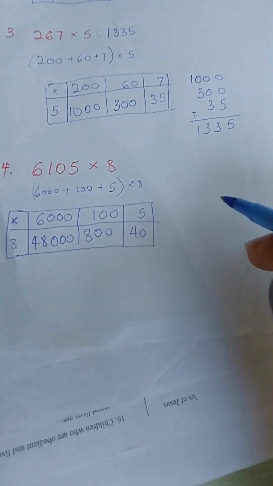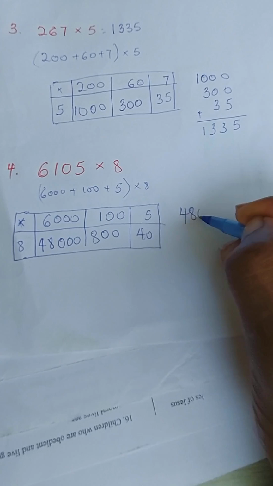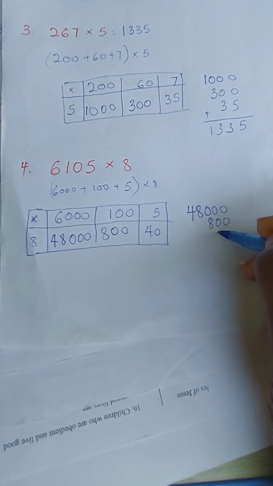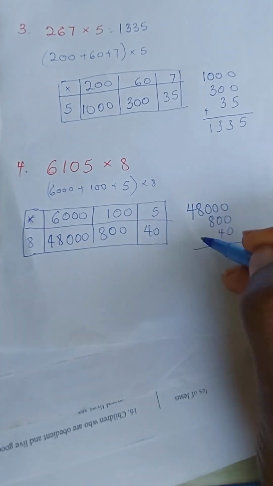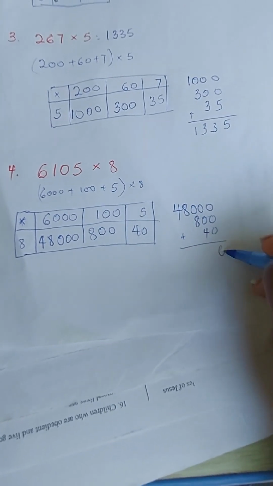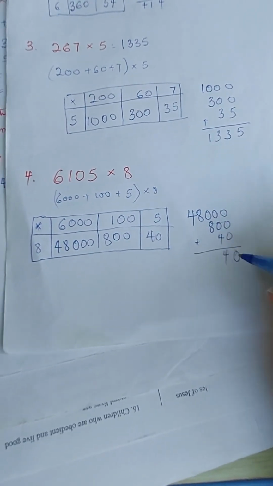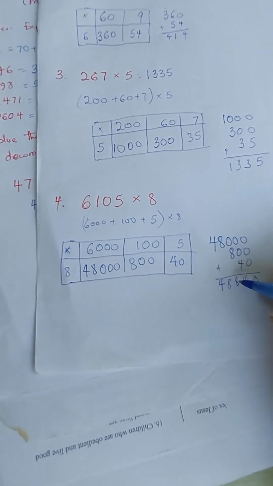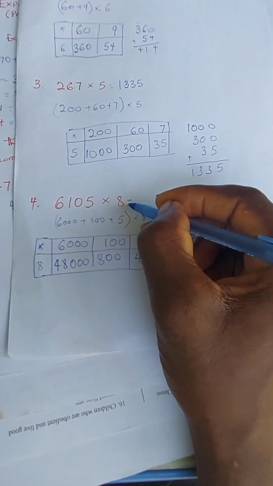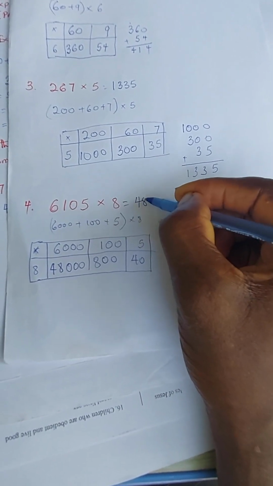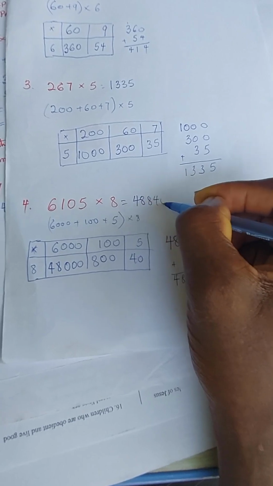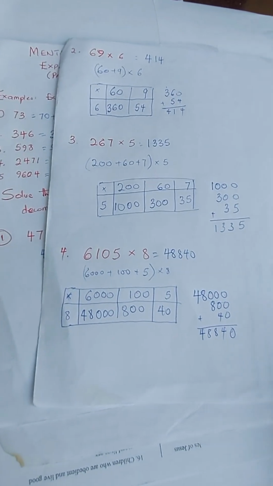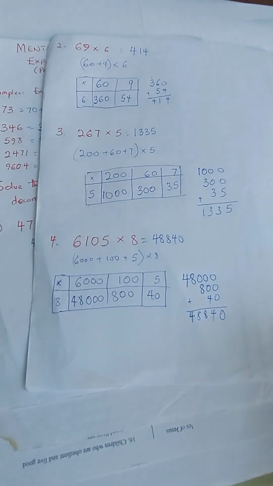So you sum these numbers up, you get 48,000 plus 800 plus 40. So 0 plus 0 plus 0 is 0. 0 plus 0 plus 4 is 4. 0 plus 8 is 8. Bring our 8 down and 4. So this gives us 48,840.